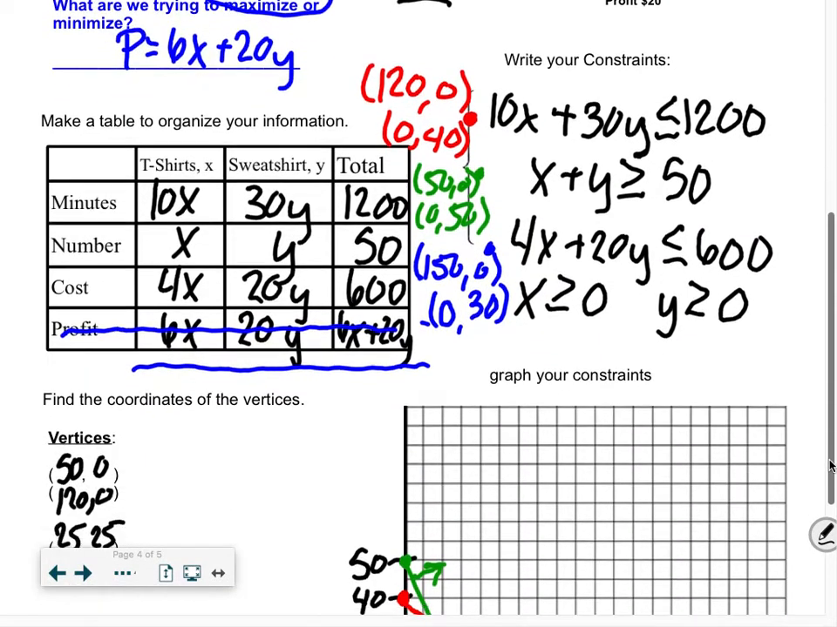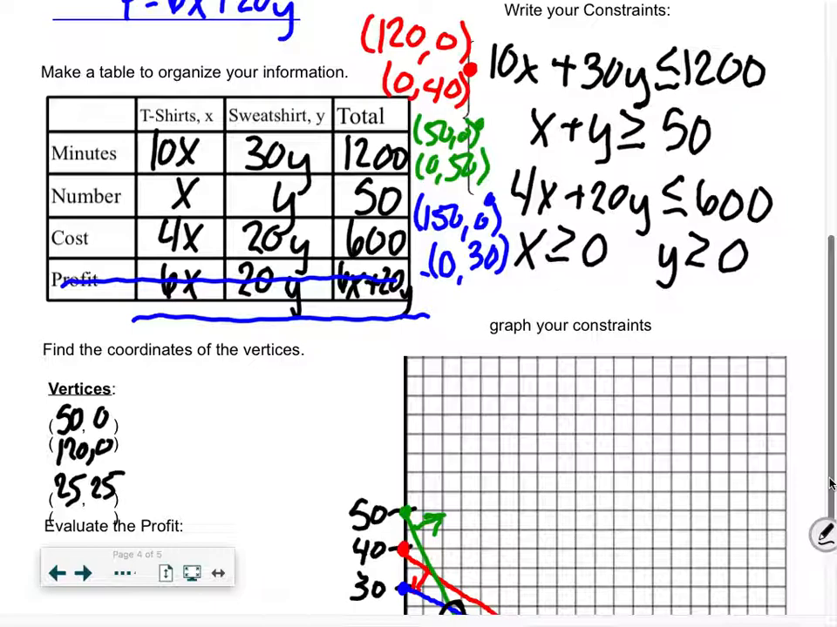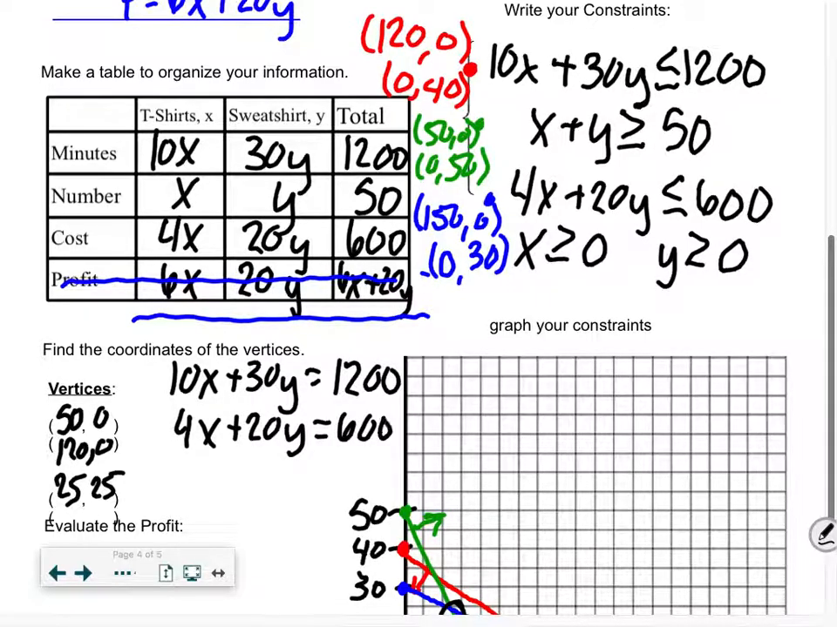So I have the equations. Instead of less than or equal to, I'm just going to put equal to. We have 10x plus 30y equals 1200, and 4x plus 20y equals 600. So that is where we want to find their intersection.